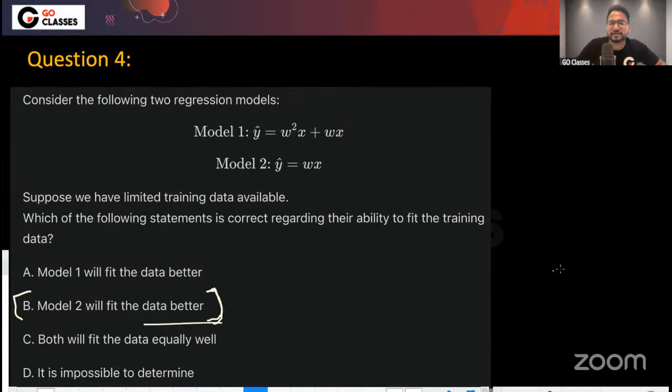So we can correct this in the lecture also, because in the original source they have given C as the answer. I have not written the original source here, but it was in the lecture. There I have given C as the answer because in the original source C was the answer, and it was a standard university source. But when I am redoing this question, I feel that sorry, B should be the answer. Model 2 will fit the data better. B should be the answer.